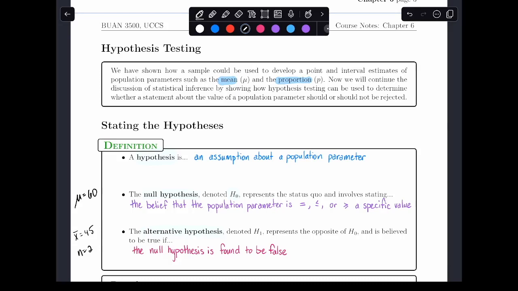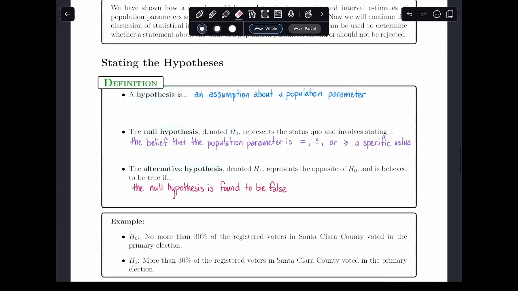And so we want to have the tools to formally evaluate claims like this and see what we can say with all of these statistical and mathematical tools that we have. An example of a null and alternative hypothesis: maybe our null hypothesis is that no more than 30% of the registered voters in a particular county voted in the primary election. The opposite of that would be our alternative hypothesis, which would say that more than 30% of those registered voters voted.